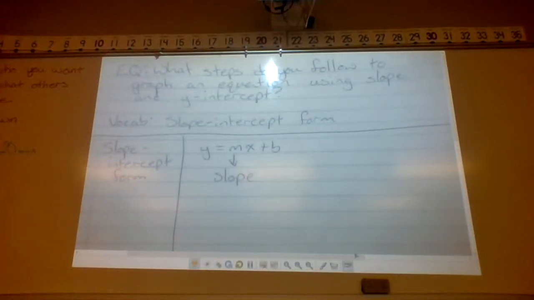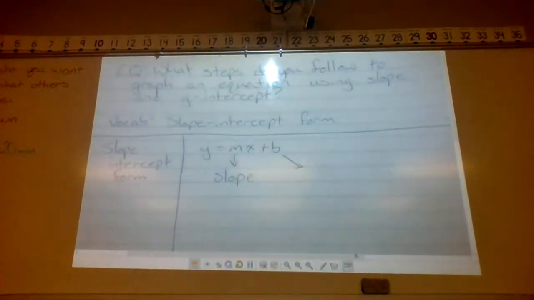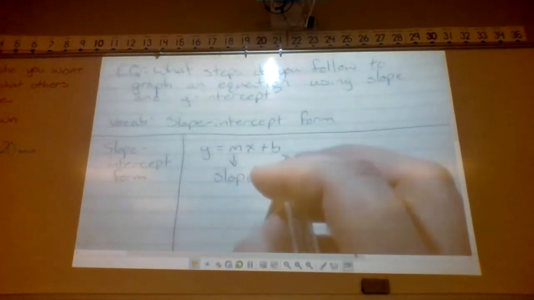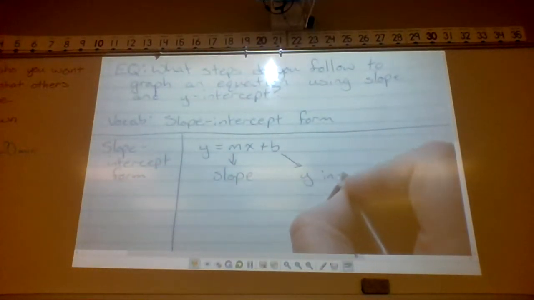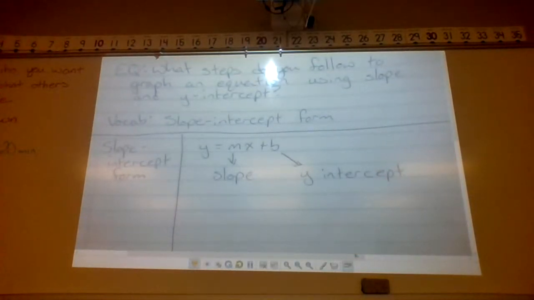M is for the slope. The variables they chose don't make any sense, but I'm going to continue to use them because this is what everybody all over the world uses. y equals mx plus b. m stands for slope. b stands for the y-intercept.